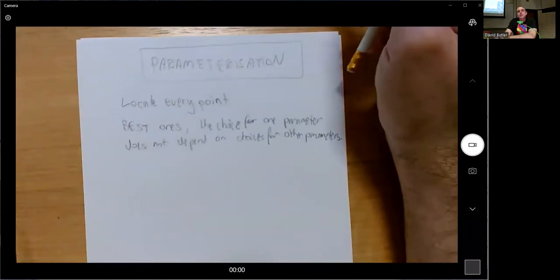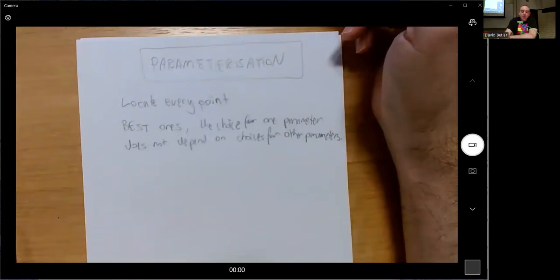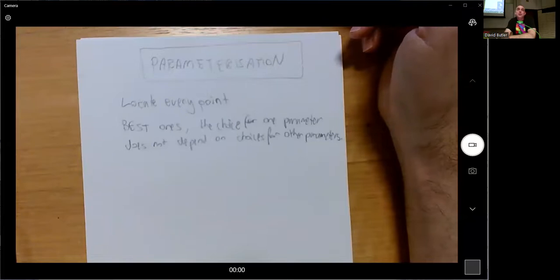And the other thing about parameterizations is that if you want to locate every point in a three-dimensional space, you're going to need 3 parameters. If you want to locate a point somewhere on a surface, you're going to need 2 parameters. If you want to locate a point somewhere on a line, or a curve, you're going to need 1 parameter. That's why we say that curves are one-dimensional objects, because they only need 1 parameter to locate every point.